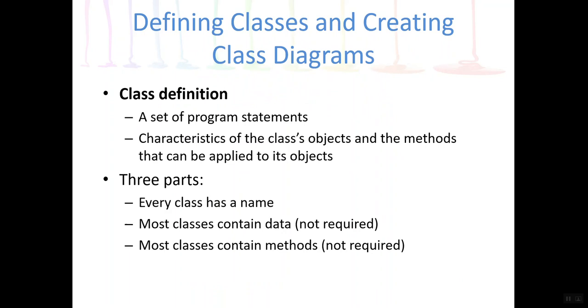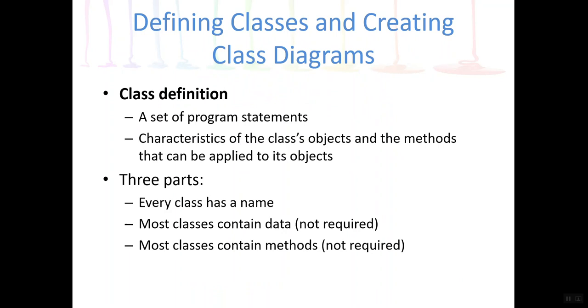So a class serves as a blueprint. You can think of it as a blueprint from which as many objects of that type as you want can be created. So in the previous video, we talked about a dog class. If we create a dog class, from that we can create many dog objects. But first we have to define the class.